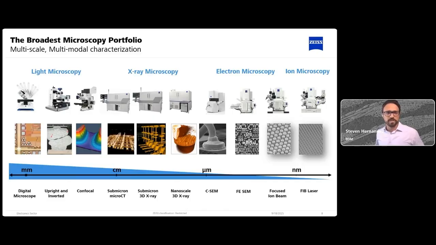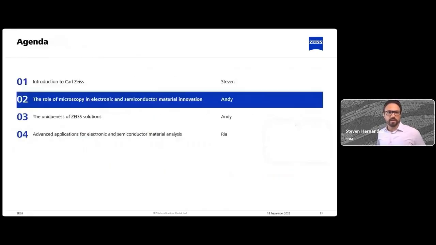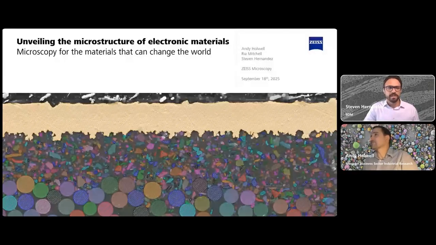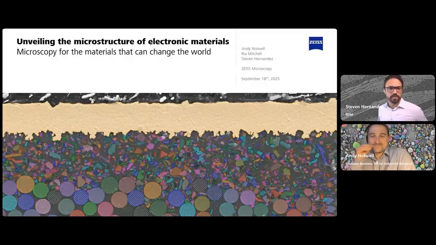That's our main focus. And speaking of those hammers and nails, I will hand it over to Andy now, and he's going to take us through where these hammers, these microscopes, are being used in the semiconductor electronic materials innovation, the uniqueness of these ZEISS solutions, and then we're going to dig into those advanced applications here. Okay, I'll hand it over to Andy.